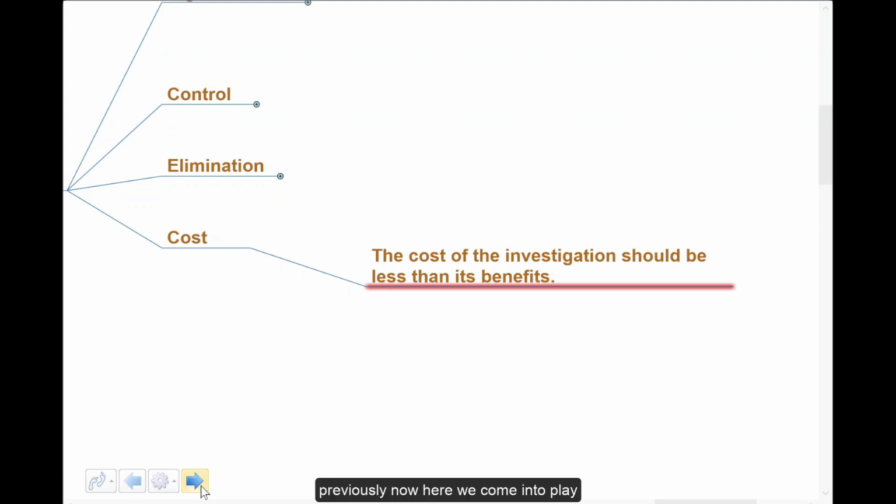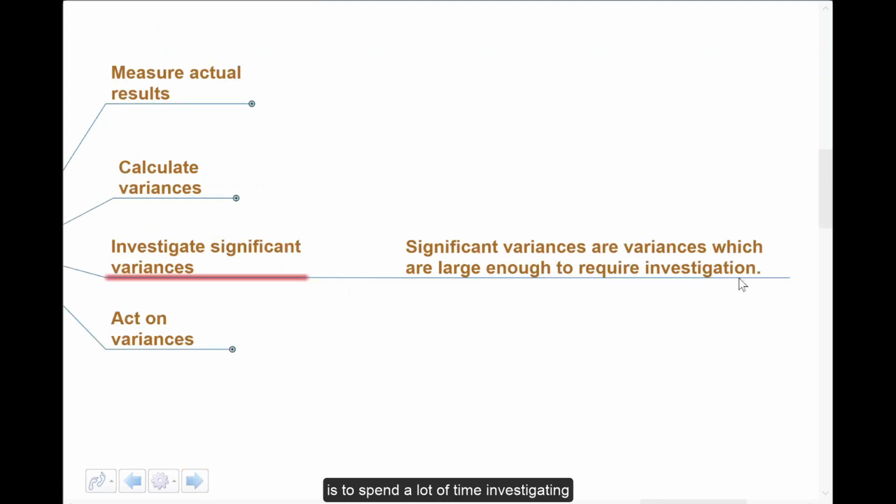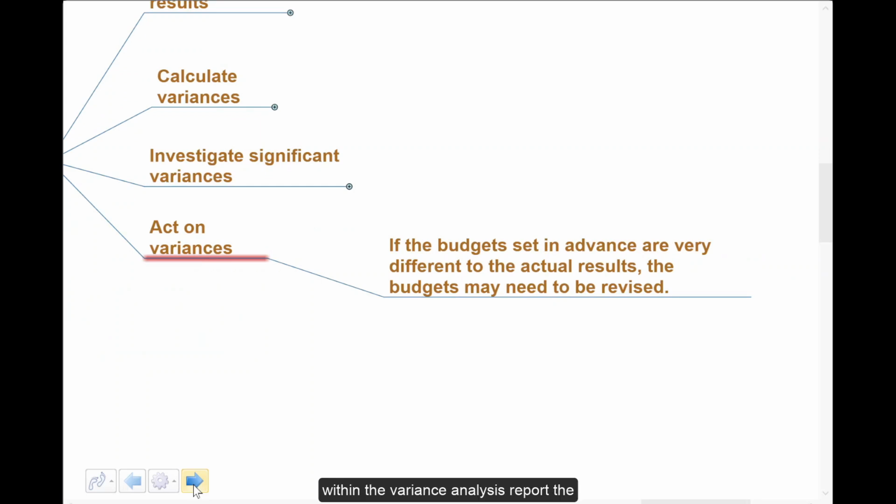Here we come into play one of the aspects we saw above, the first one, investigating significant variances. And note it says large enough to require investigation. What we don't want to do is spend a lot of time investigating every single variance. Outside of that, the final point is acting on variances. The bottom line is that it may well be that something within the variance analysis report or the operating statement draws us to the conclusion that actually, it wasn't so much performance or actuals, it was something we got wrong from the off. Maybe budgets need to be realigned, maybe they need to be adjusted. Okay, so there's the broad picture. Let's move on from there.